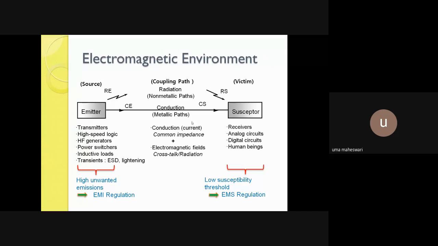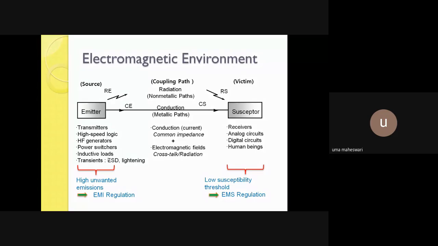So this is actually a little more explanatory slide. Here the emitter is the source, the susceptor is the victim. You can see the coupling path. The coupling path is a conduction or metallic path. So coupling can happen between emitter and susceptor through conduction or radiation. Radiation is a non-metallic path. At the emitter side, we have radiated emission, and on the conduction side at the emitter is conducted emission. At the susceptor side, we need to take care of the immunity part. Radiated susceptibility has to be taken care of, and conducted susceptibility has to be taken care of.